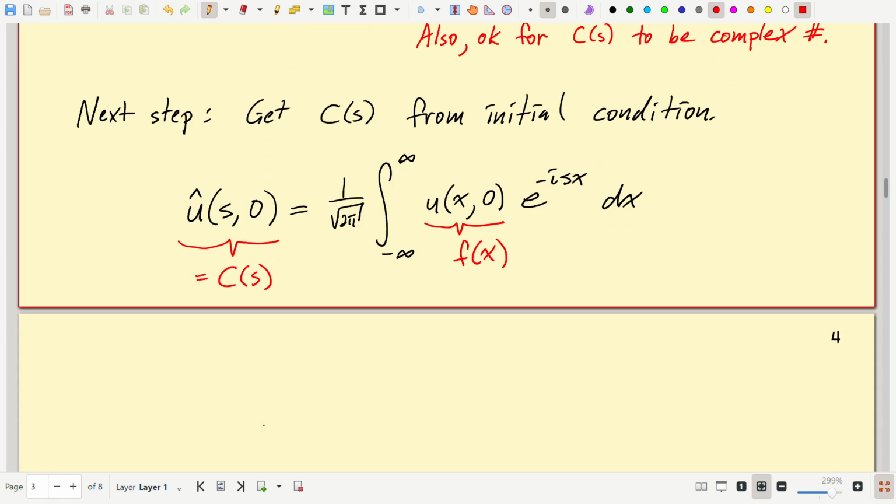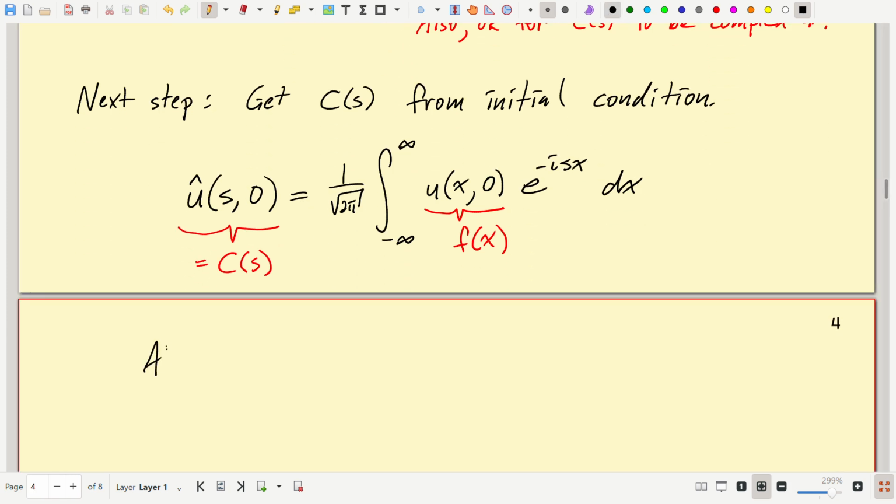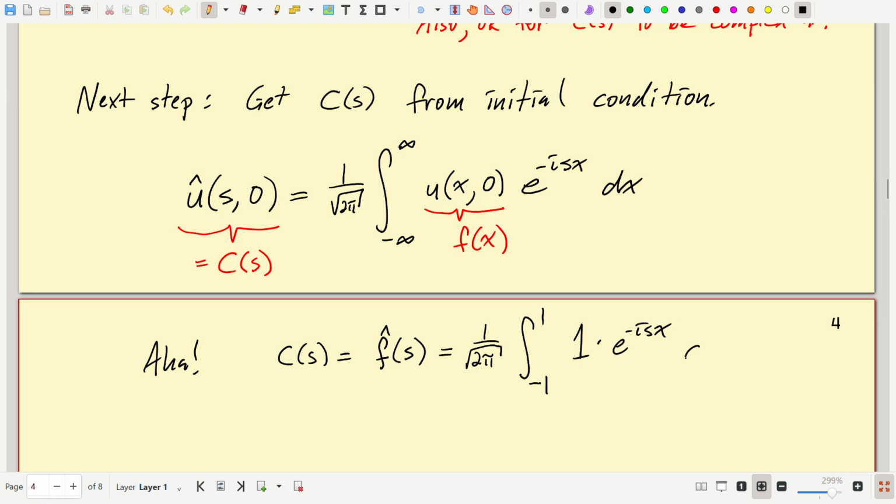And we see that C of s is equal to the Fourier transform of f. And f was just plus 1 between minus 1 and 1 and 0 everywhere else. So that's just 1 over the square root of 2 pi. When I integrate 0, that part goes away, so this would be the integral from minus 1 to 1 of 1 times e to the minus i s x dx.